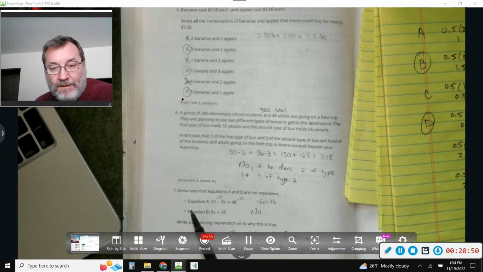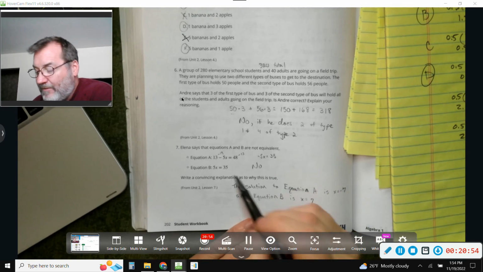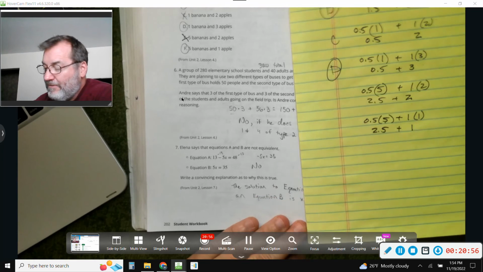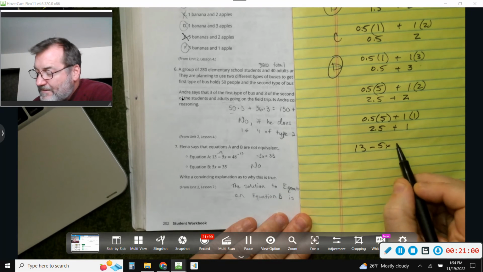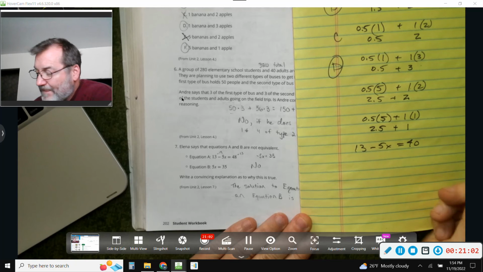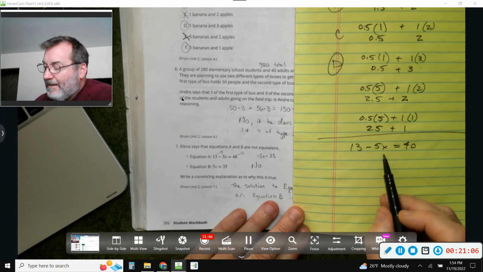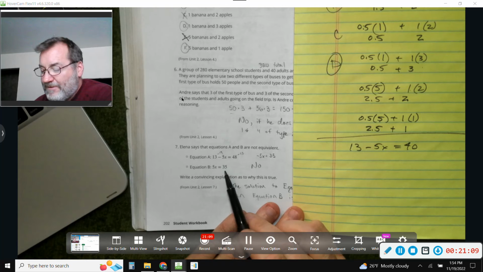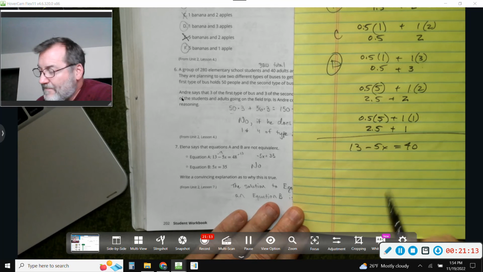All right. On to number 7. Elena says equations A and B are not equivalent. So let's look at these two. Do a little bit of math. Let's do 13 minus 5x equals 48. Let's see if I can work with this one a little bit. This thing has a 5x on one side and numbers on the other. So it looks like we just want to coalesce this thing. So let's see what happens.